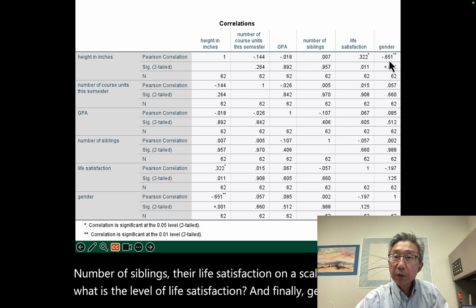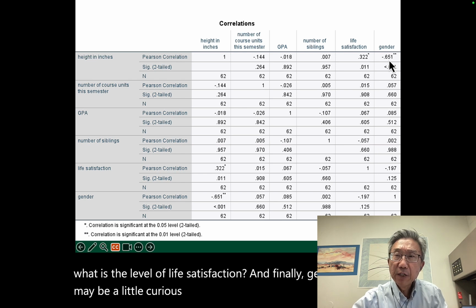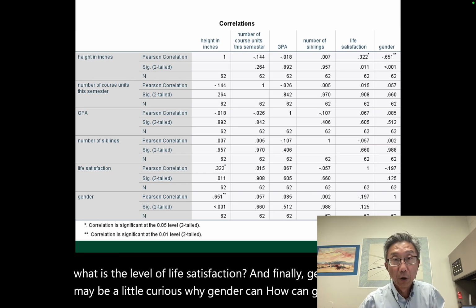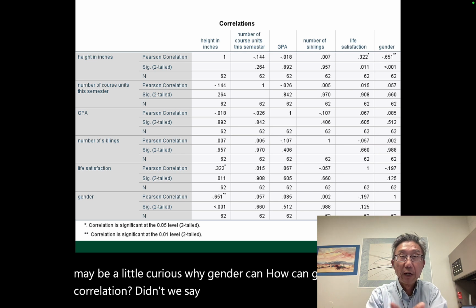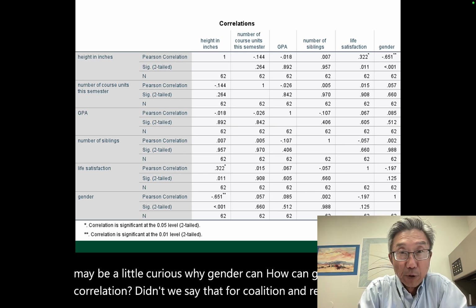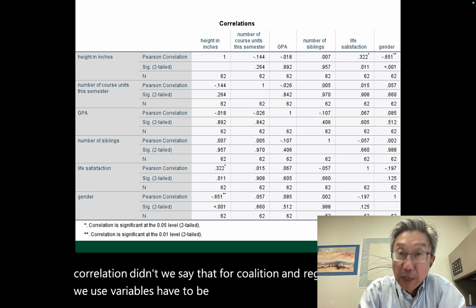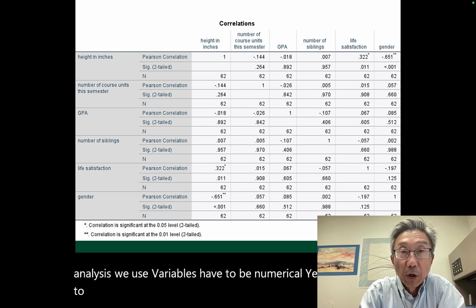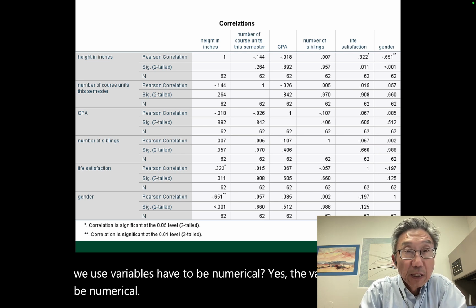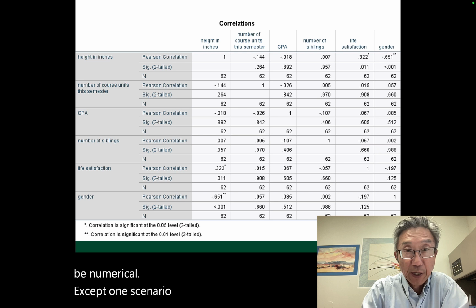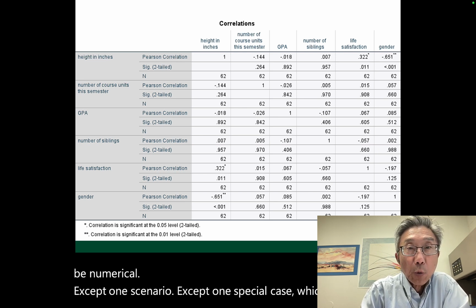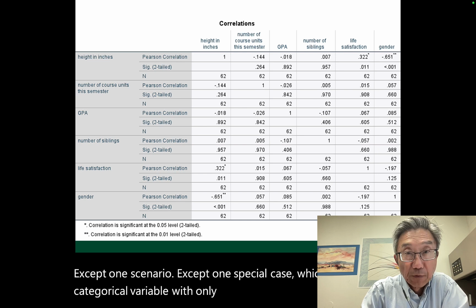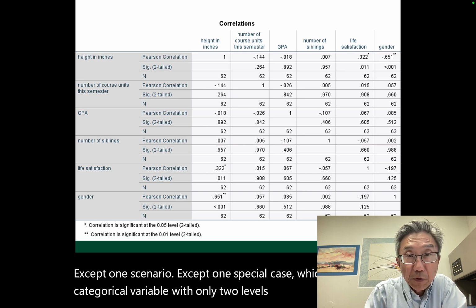Now, you may be a little curious how gender can be used in correlation. Didn't we say that for correlation and regression analysis, the variables have to be numerical? So yes, the variables have to be numerical, except for one special case, which is if you have a categorical variable with only 2 levels. If you have 3 levels, you cannot do that.